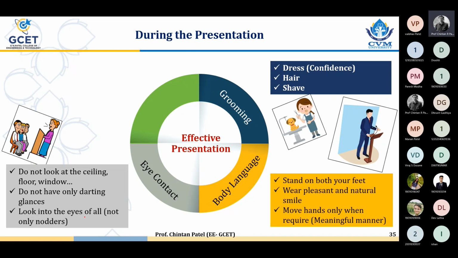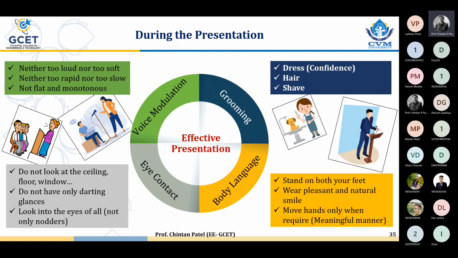Then look into the eyes of all, not only the nodders. In your audience, there are 2 or 3 people who will be nodding to your presentation, and it is obvious that the presenter will look into the eyes of only those 2 or 3 people. Do not do this. Have a look at the entire audience and be comfortable.